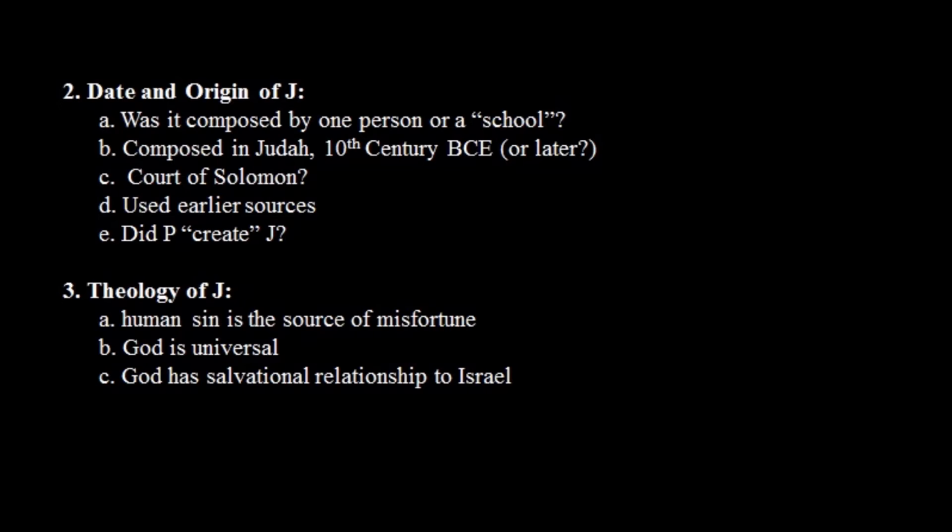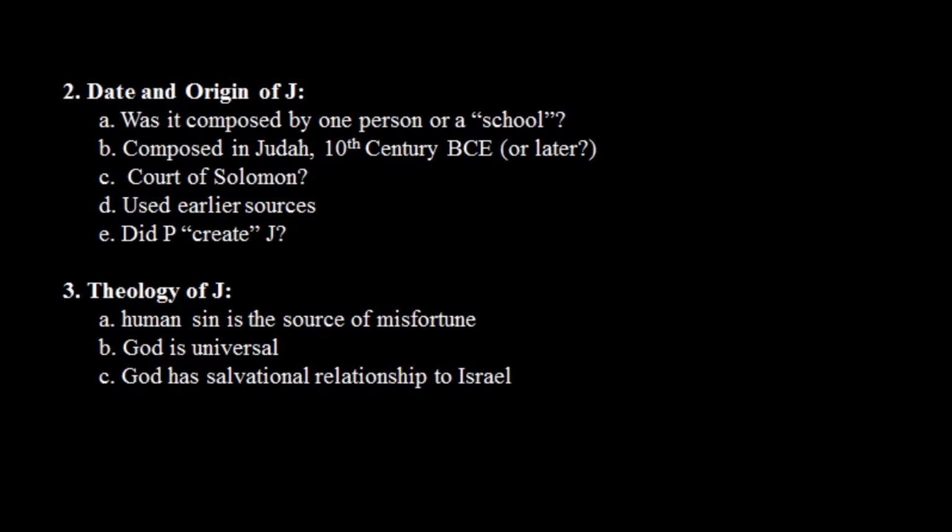When we look at the theology of J, it's very evident, because this is where you get the Garden of Eden story, the Cain and Abel story, that human sin is the source of misfortune in the world. What's interesting is that although J has a very similar idea about God that E does, about how God can actually be manifest in a physical place, God is a universal God in J. Not just the God of Israel, but the God of the whole world. But that God, although God is the universal God, has a salvational relationship to Israel.